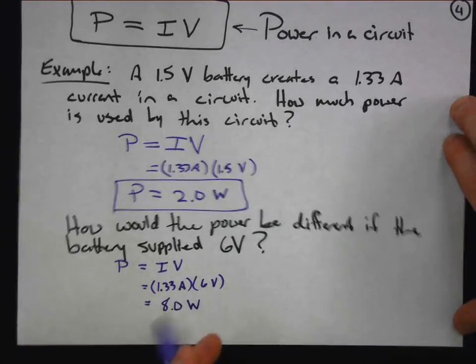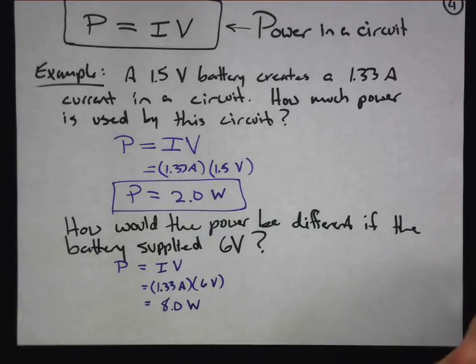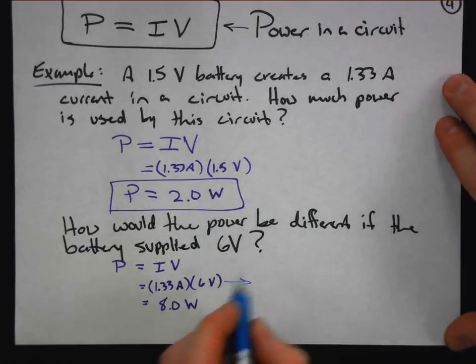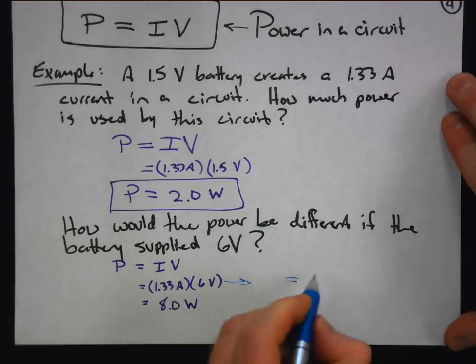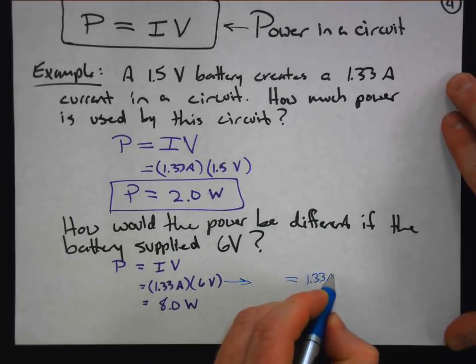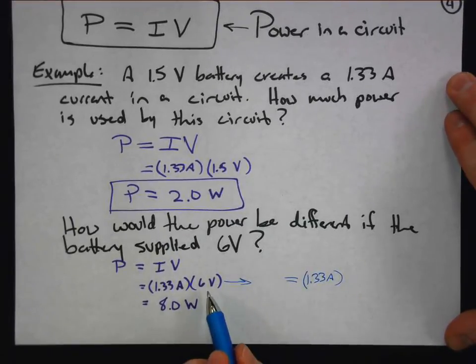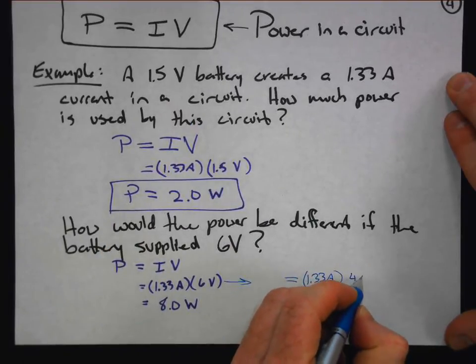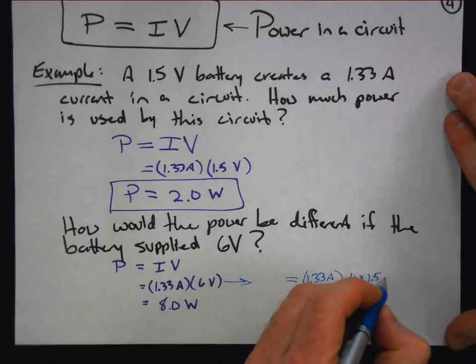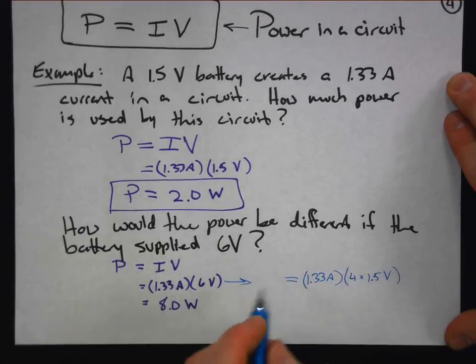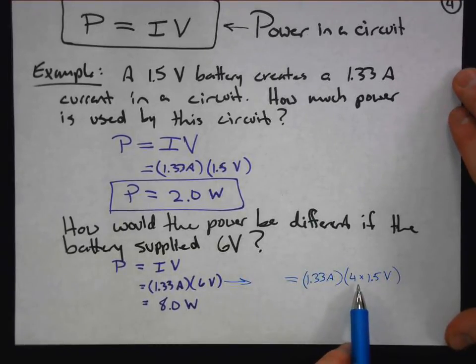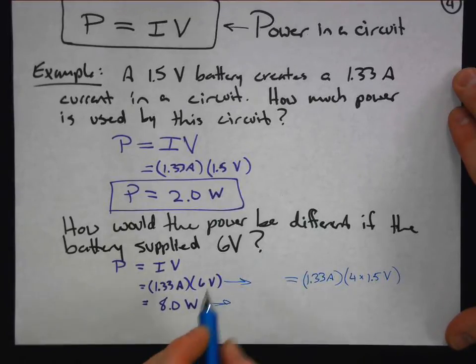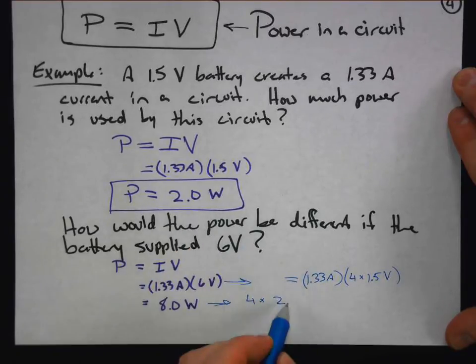But let's look at that 6. We can break this down another way. I can say, well, instead of the 6, we have the 1.33 amps, that's my current. And the 6 is going to be 1.5 times what? It's going to be 4 times 1.5 volts. So essentially, I've multiplied by 4. Another way to look at this is the 8 watts is equal to 4 times the original answer of 2 watts.